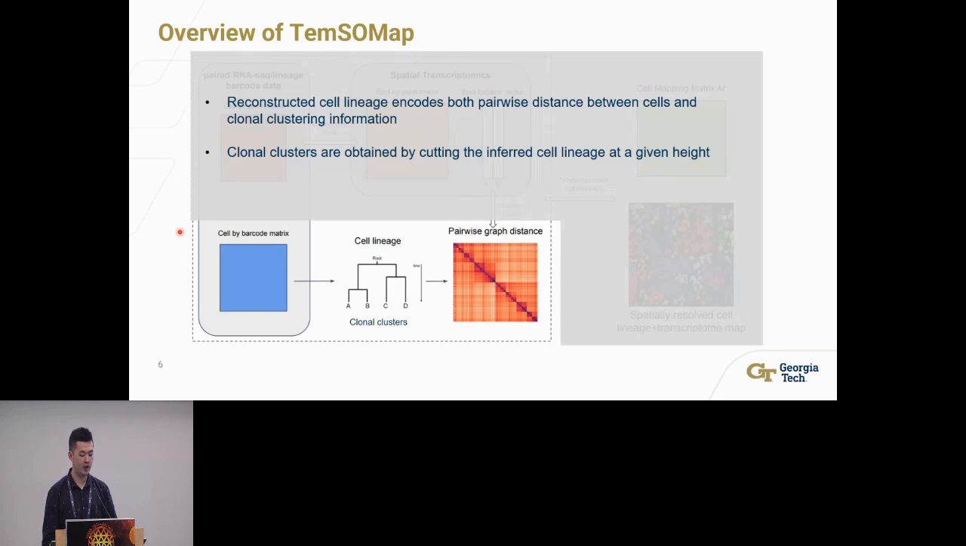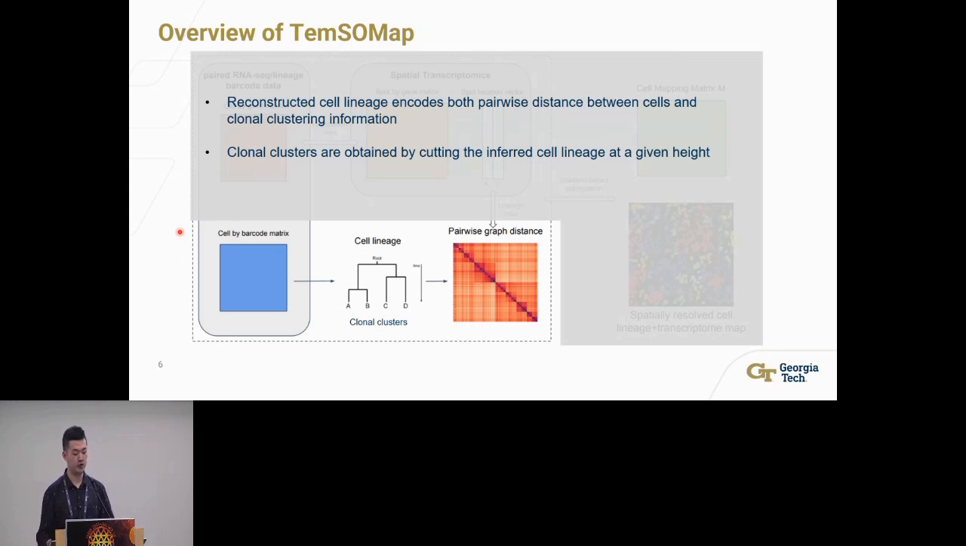So with that, I would like to discuss a little bit more detail about the processing of the cell by barcode matrix, which might be less familiar to the audience. This cell by barcode matrix will first need to be transformed into a cell lineage tree. This task is usually done by heuristic-based methods from phylogenetic tree inference, such as neighbor joining. And this tree can encode both pairwise lineage distance between the cells, and clonal clustering information.